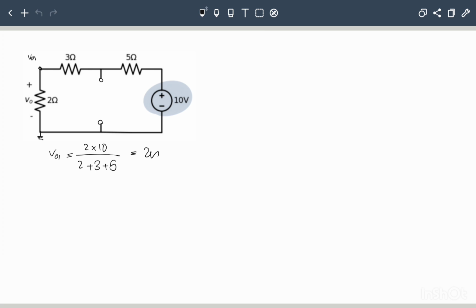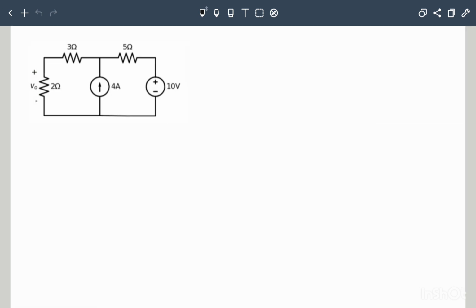Now I have to do the same for the current source. So in here, I keep the current source and replace the voltage source by its ideal internal impedance, which is 0, so it will act as a wire. Now we have a 4 amp current that is getting divided between these 2 branches, and because their resistances are the same, the current through the 2 ohm resistor will be 4 divided by 2, which is 2 amp. And using Ohm's law, let's call it V02, is equal to 2 times 2, which is 4 volt.